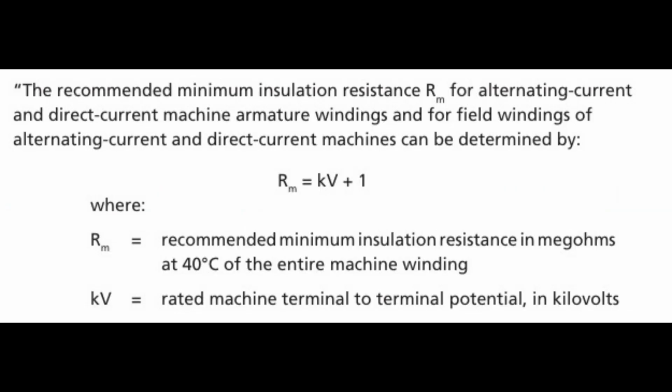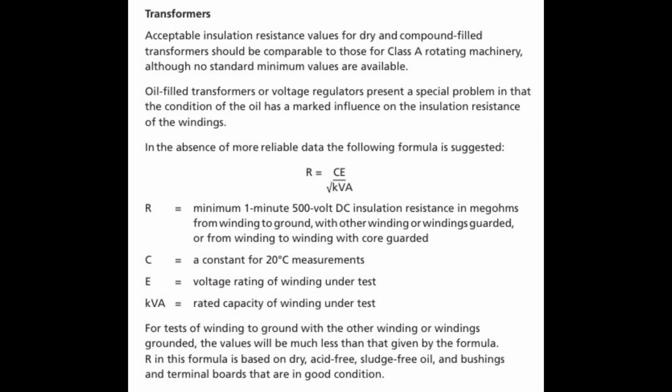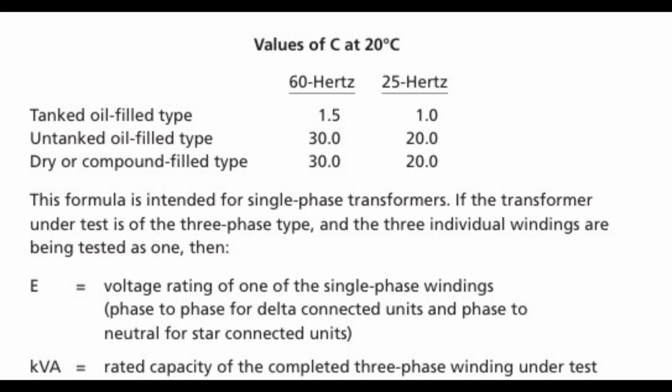Minimum value for insulation resistance is usually followed as per manufacturer guidelines. In case such guidelines are not available, then we shall follow minimum criteria to determine the minimum value for insulation resistance. Shown formula is used to determine minimum values of insulation resistance for AC or DC rotating machines. Similarly, shown formula is used to determine minimum values of insulation resistance for power cables. Again, similarly, shown formula is used to determine minimum values of insulation resistance for power transformers.